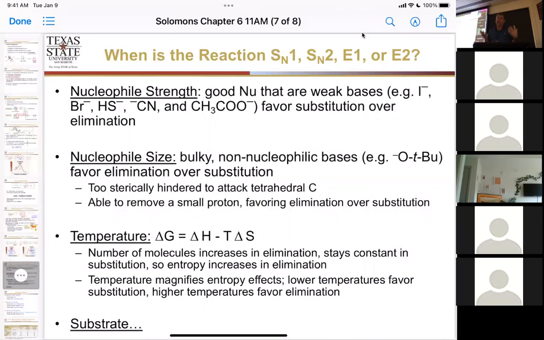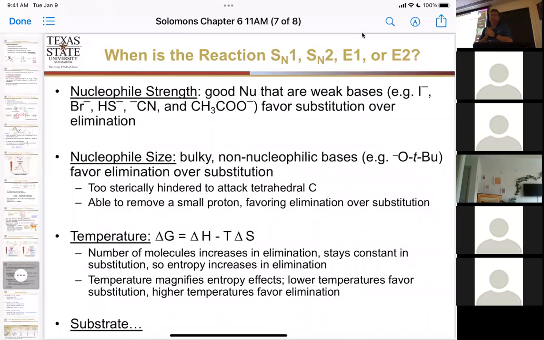Then you have to look at size. Once you get to size, like big and bulky t-butoxide, now it can't be a nucleophile. So it has to act as a base. So now we have to look at elimination. Okay, so size matters right there.